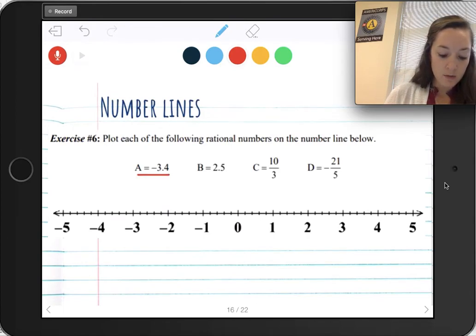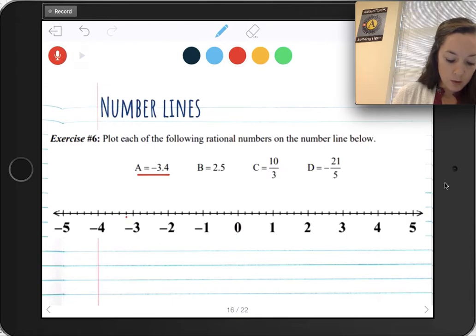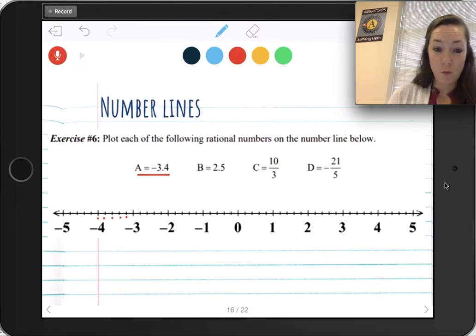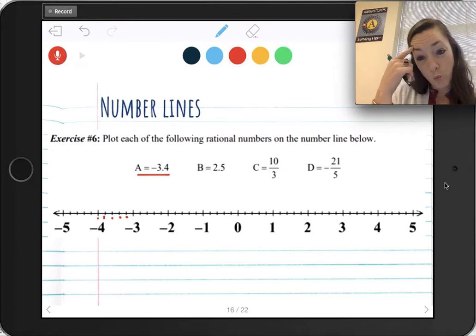So negative 3.4 for A. Well, I see 0, I see 1, I see 2, I see 3. Now there's 1, 2, 3, 4, 5 parts to get to negative 4. So 0.4, so negative 3.1, negative 3.2, negative 3.3, negative 3.4. Well, that doesn't work. Okay, so think about this. 1, a whole number, divided by 5.